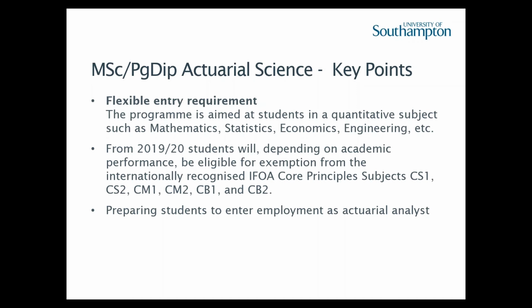On top of that, we offer you the opportunity to obtain internationally recognized exemptions from the core principal subjects. They are CS1, CS2, CM1, CM2, CB1, and CB2 of the Institute and Faculty of Actuaries. So being recommended for all or some of these exemptions will give you a chance to enter employment with advanced professional standing, and it will save you some time during your career if you choose to be an actuarial analyst.